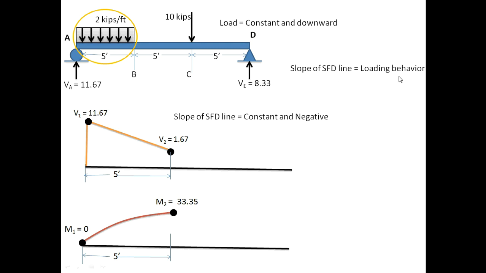Now see how the loading behavior is. The UDL load for this region is constant and downward. So the slope of the SFD line will be constant and negative. It is equal to this value. It is constant, and due to the downward loading it is taken as negative. It is a constant slope line, and it is downward. From this point it is downward, so taken as negative. So this is how the slope of the SFD line should be taken.